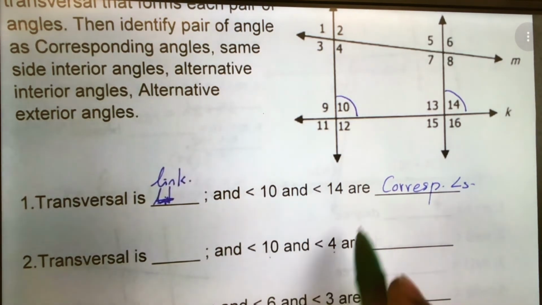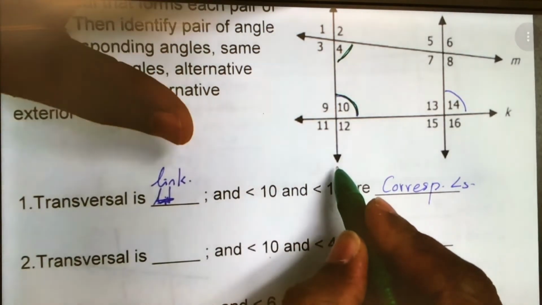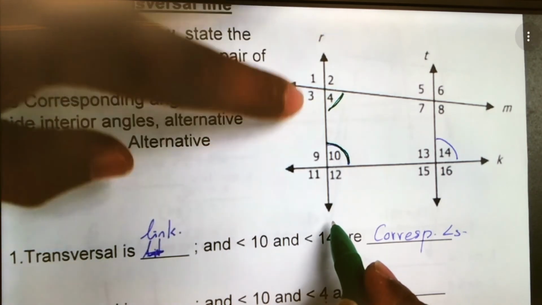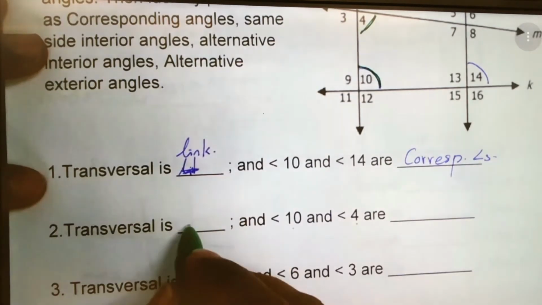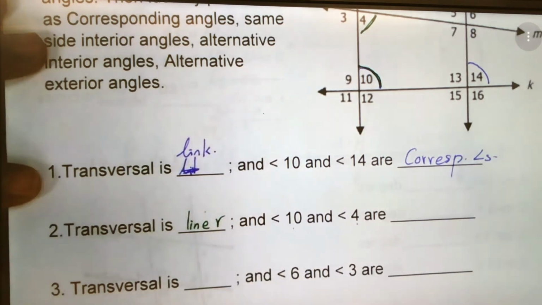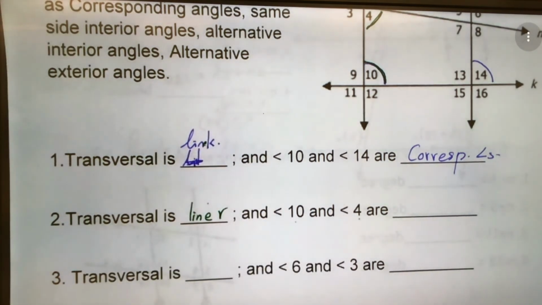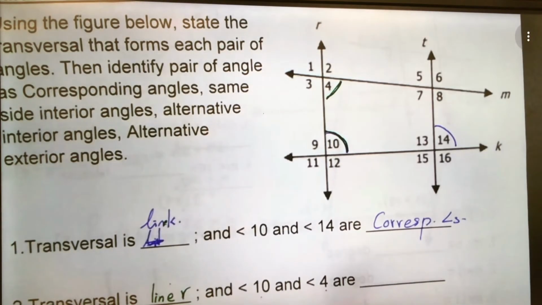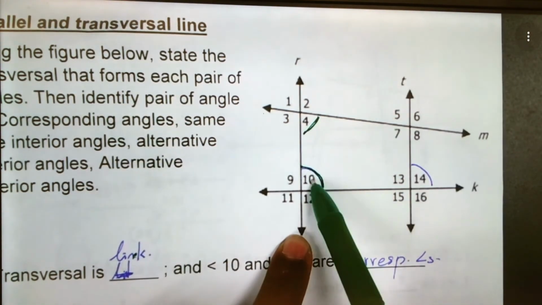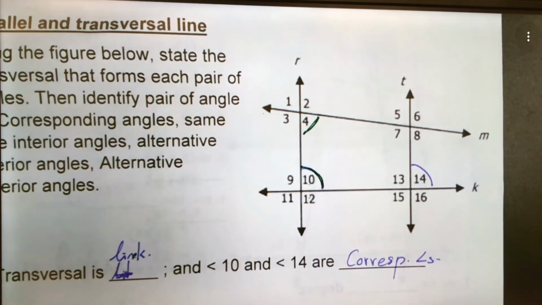So 10 and 4. Angle 10 is here and angle 4 is here. The common line is line R. The line R is the common line for those two angles. So the transversal line is line R. I made a mistake, I missed the E there. Line R is the transversal line. And 10 and 14, with respect to this transversal line R, are on the same side of the transversal and inside the other two lines. So they are same side interior.